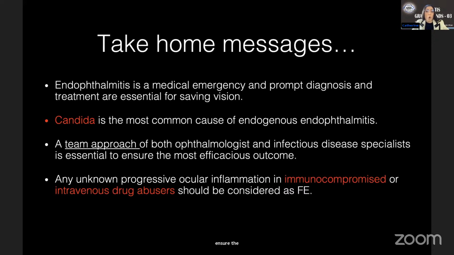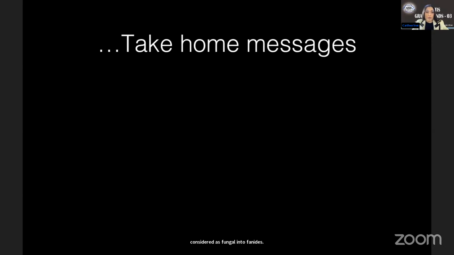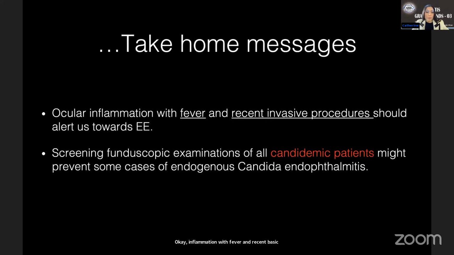Any unknown progressive ocular inflammation in immunocompromised or intravenous drug abusers should be considered as fungal endophthalmitis. Diabetes mellitus is a strong predisposing factor for endogenous fungal endophthalmitis. Ocular inflammation with fever and recent invasive procedures should direct us towards endogenous endophthalmitis. And a screening fundoscopy examination in all candidemic patients might prevent some cases of endogenous candida endophthalmitis.